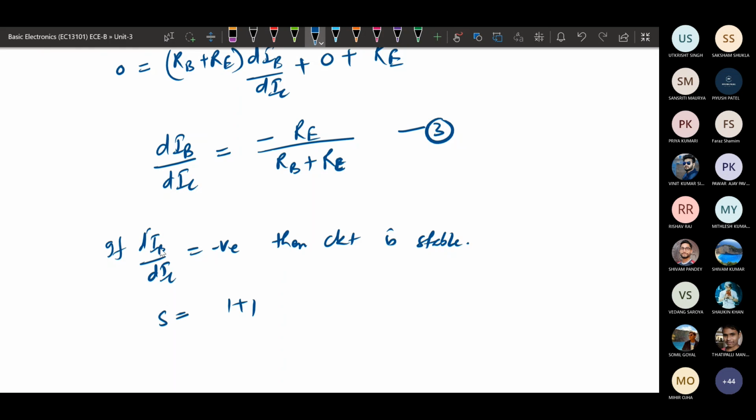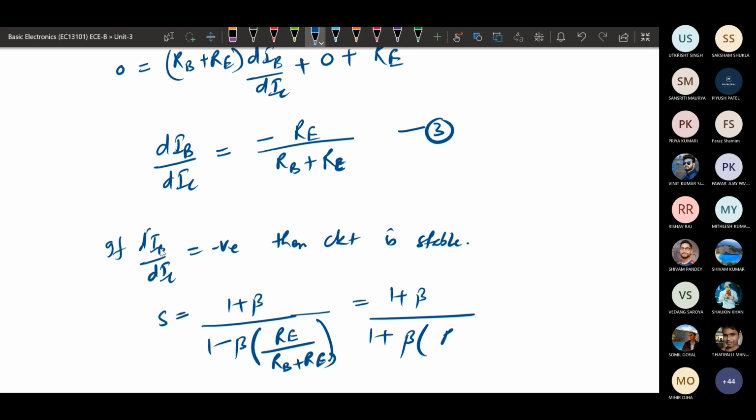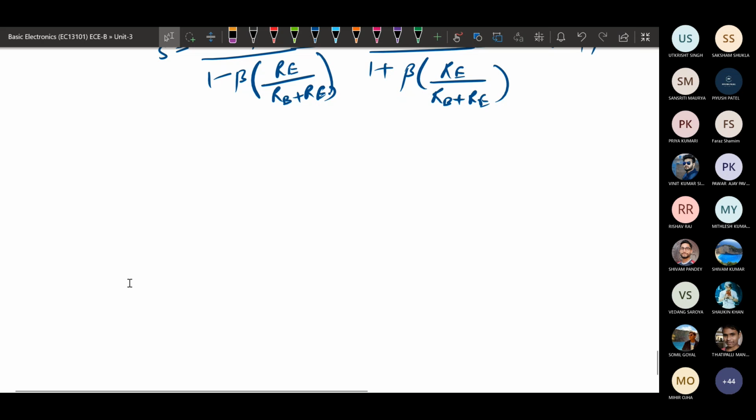Okay, the value will be 1 plus beta divided by 1 minus beta times Re divided by Rb plus Re. So always it will be 1 plus beta times Re divided by Rb plus Re, which is always less than 1 plus beta, because this term is more than 1. So S will be less than 1 plus beta. That means the system is stable. This type of biasing is also providing a stable system.